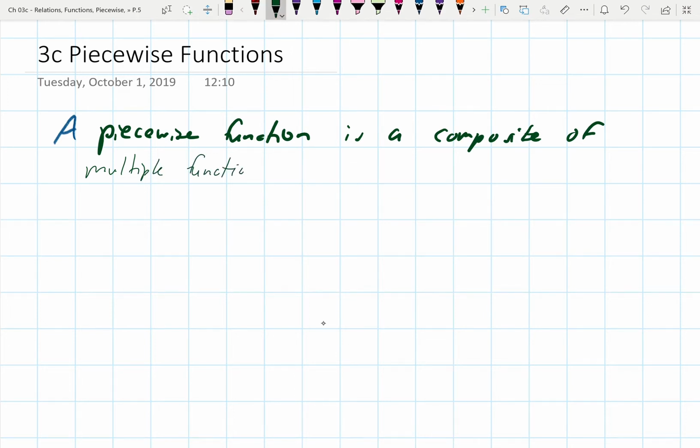Let's break this down. A composite of multiple functions with non-overlapping domains. And that is key right there: you cannot have pieces of the domain overlap for the different functions, because then you wouldn't really be a function. You would not know which of the pieces you'd be referring to. So here's an example of this.